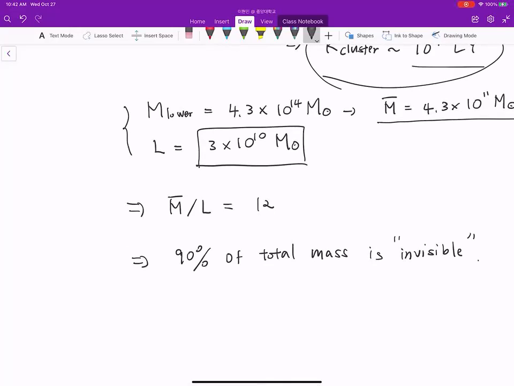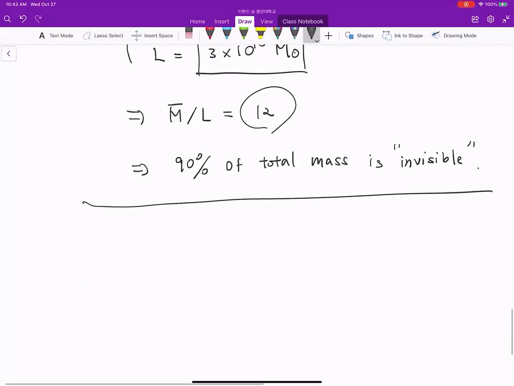Okay, previously the mass to luminosity ratio was like 500. Now we reduce it down to about 10. So this is the first hint. And there are a lot of hints from galaxy rotation curves. So this is the first story for dark matter that you are familiar with, and also the galaxy rotation curves.